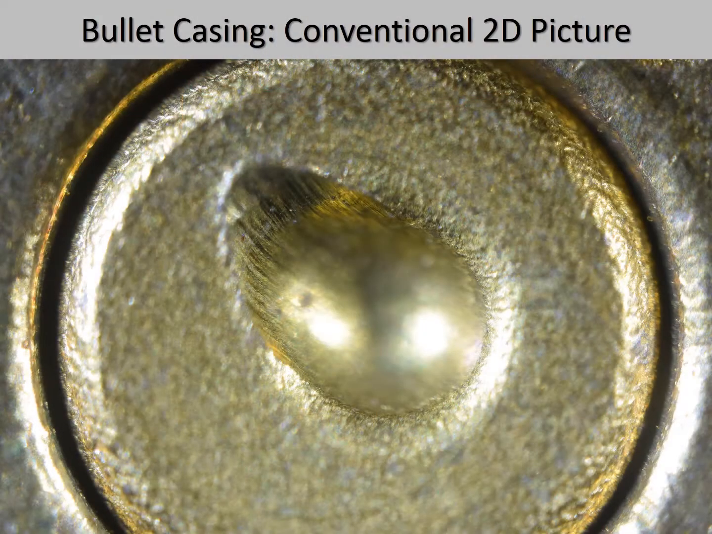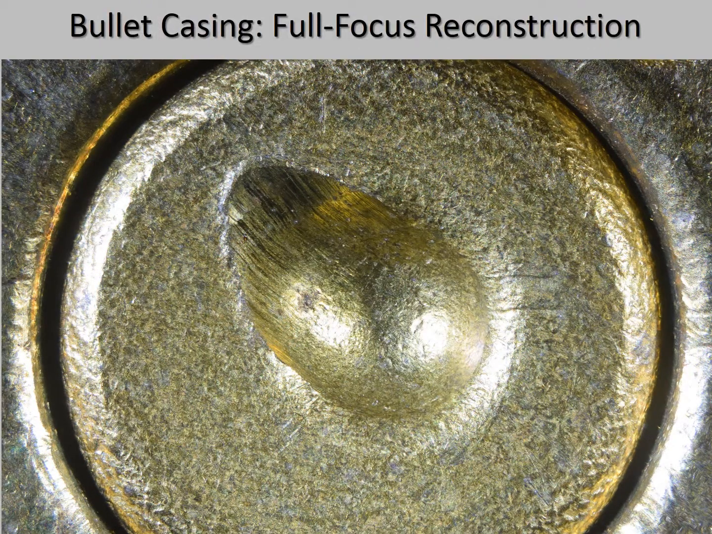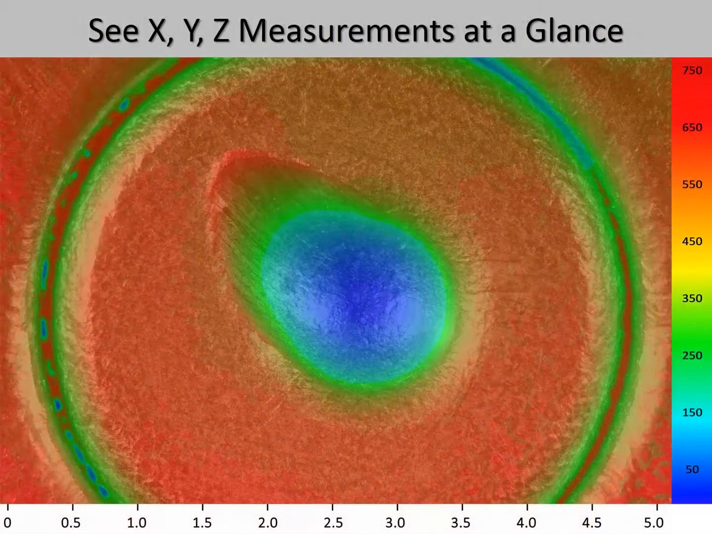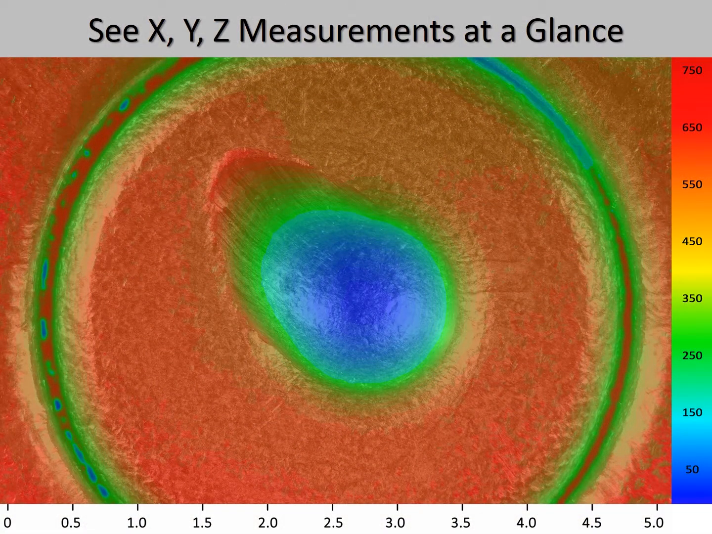This is a conventional two-dimensional image of the end of the bullet casing, and as we can see, only a small portion of the image is in focus. Compare that with the full-focus image that is produced by the Edge-3d microscope. The addition of the color-coded depth image allows one to quantify the exact shape that the firing pin produced in the shell casing when the bullet was fired. It shows there is a depth of 750 microns from the top to the bottom. The bottom of the pit is 0, as shown in blue, and the highest point is shown in red.